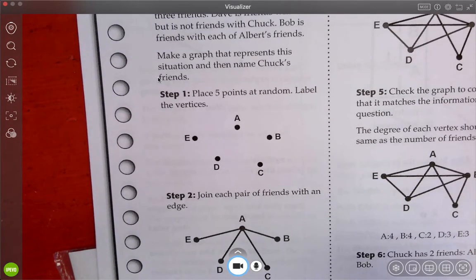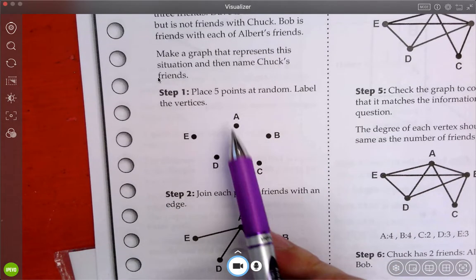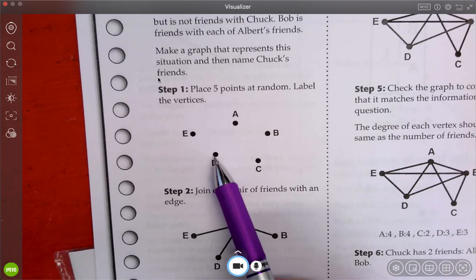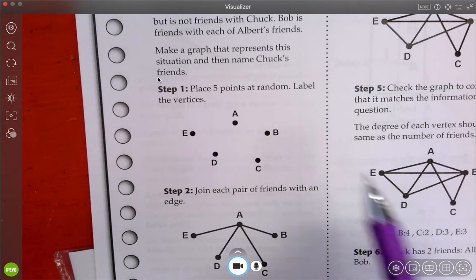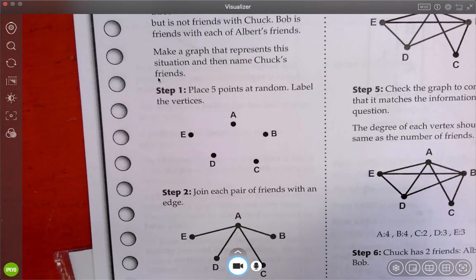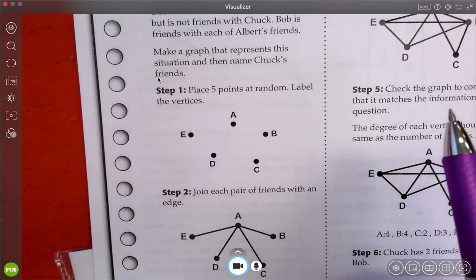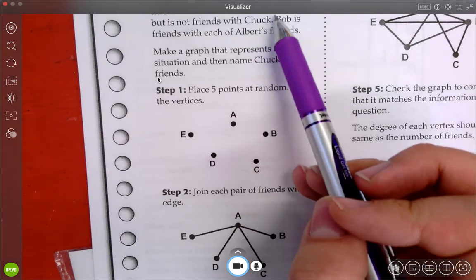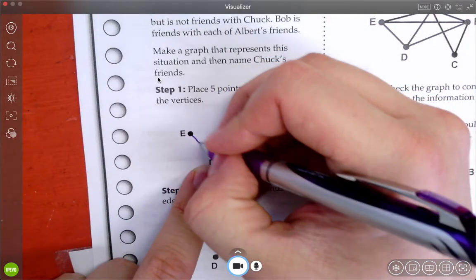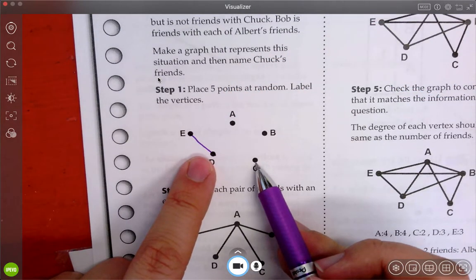Okay, so first step here, place 5 points at random, label the vertices. So this is Albert, this is Bob, this is Chuck, this is Dave, and this is Eric. Dave and Eric each have 3 friends. So there's not really information that we can do with that, right? Because there's 4 people. So Dave is friends with Eric, but he's not friends with Chuck.